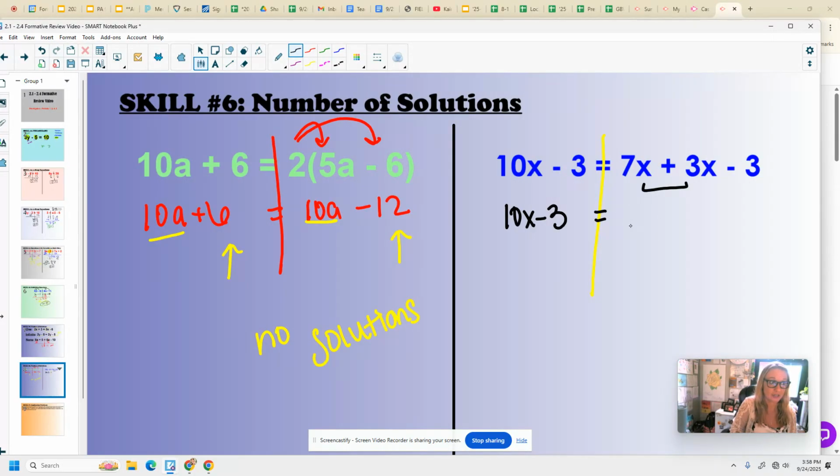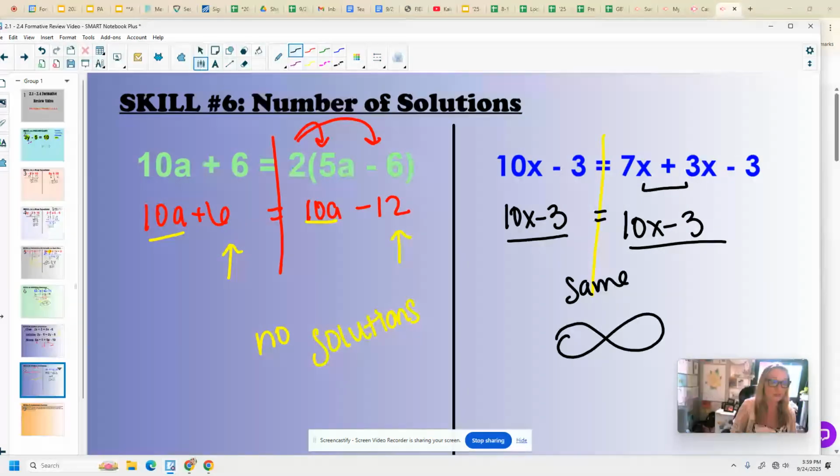Okay, on your second one, I can't do anything to simplify over here, but when I add these together, because they're like terms, what do you notice? 10x minus 3, 10x minus 3. They're the exact same, so it is infinitely many solutions.